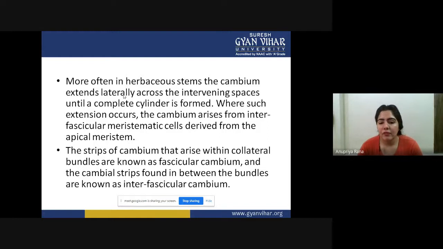So the cambium strip found in between the bundles is known as interfascicular cambium. Now I think we understand how the fascicular and interfascicular cambium build up, and also that without this interfascicular or fascicular cambium, there will be no ring formation. And if there is no ring formation, then there will be no secondary growth inside the plant.